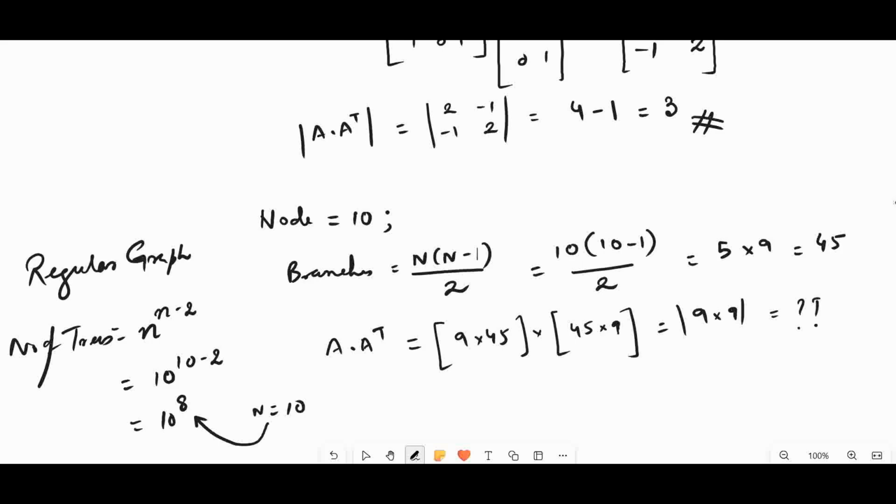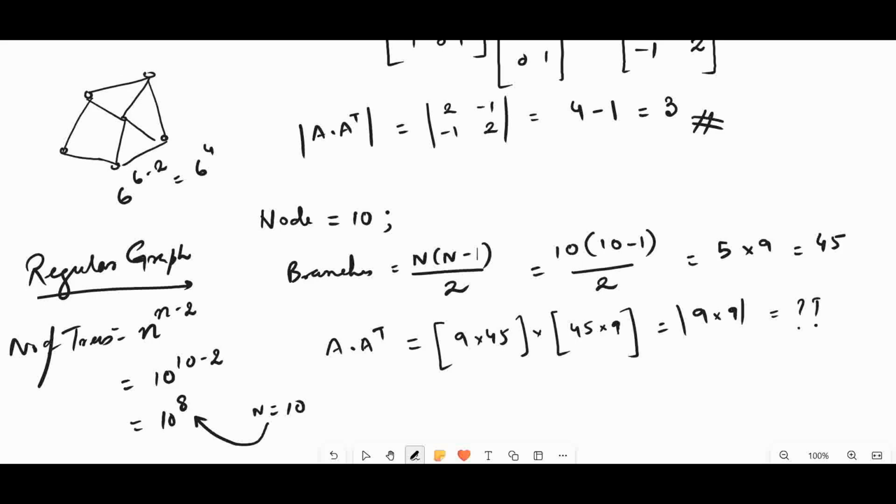So how is this helpful? Suppose you are getting a question where you are asked to determine the number of trees that we can draw from a graph where we have, suppose, 6 nodes. Then we have to identify whether it is a regular graph or not. If we find that it is a regular graph, then we can easily calculate the value. So the value will be 6 to the power 6 minus 2, which is 6 to the power 4.